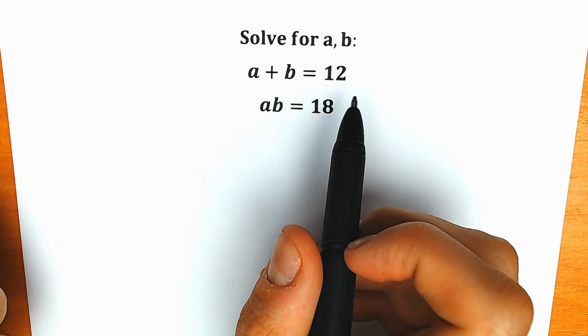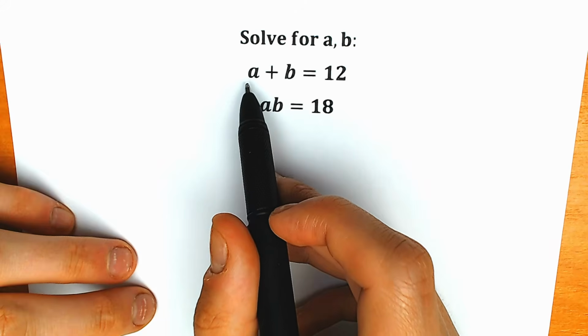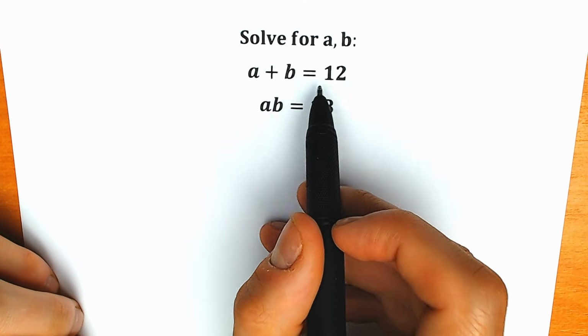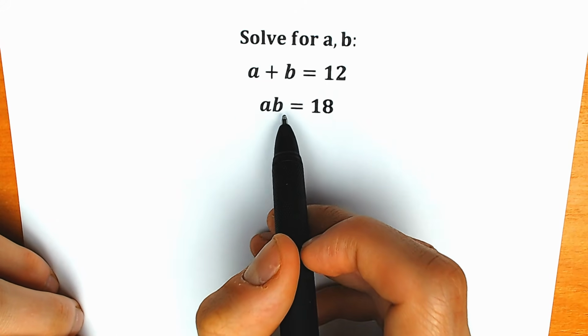Today we have a great and relaxing algebra question. We know that the sum a plus b equals 12 and the product a times b equals 18.